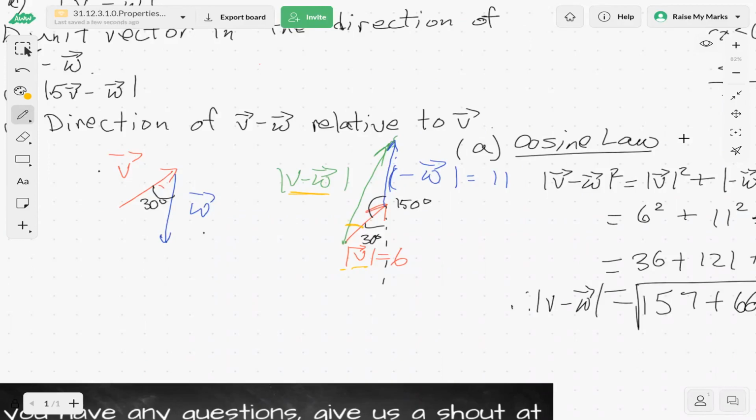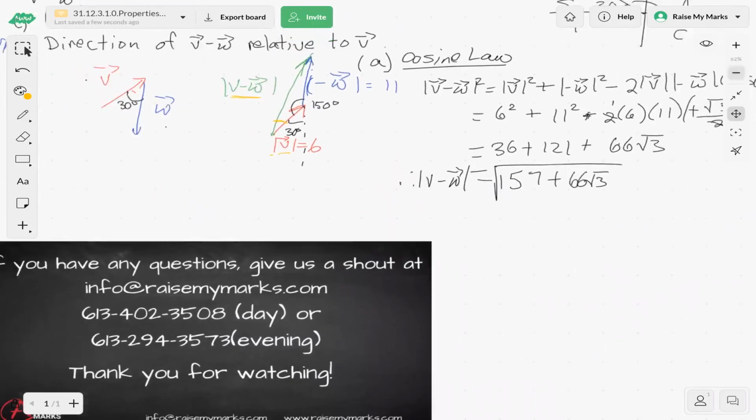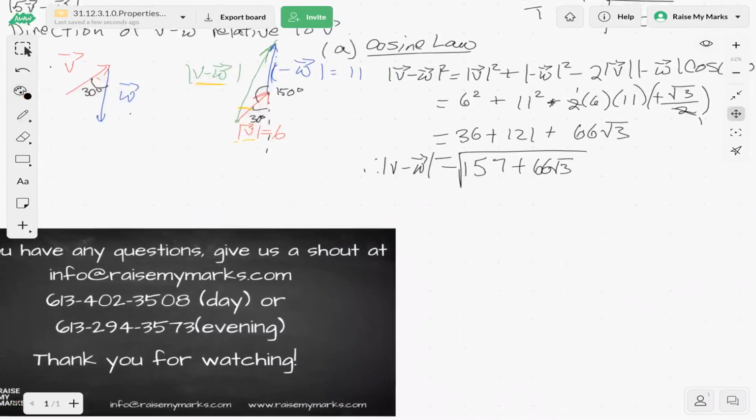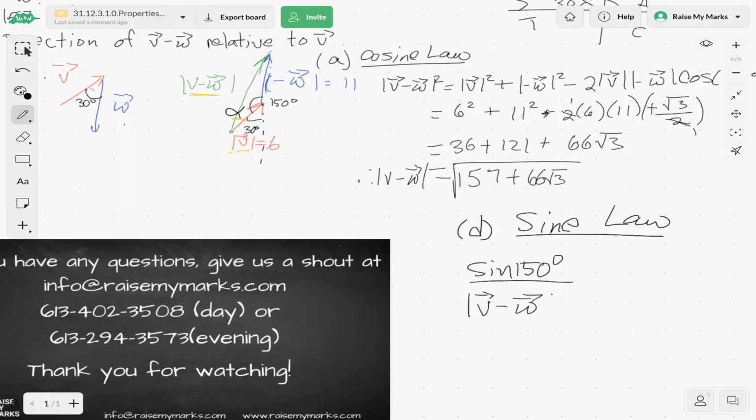Okay, so why don't we do this on the right-hand side just to keep everything together? So we're looking at the same diagram. For part D, we're going to use the sine law. We want to find that little yellow angle, so why don't we give it a name? We'll call it alpha. We want to find alpha, and we're going to use the sine law. So sine 150 over the magnitude of V minus W equals the sine of our unknown angle over the magnitude of negative W.